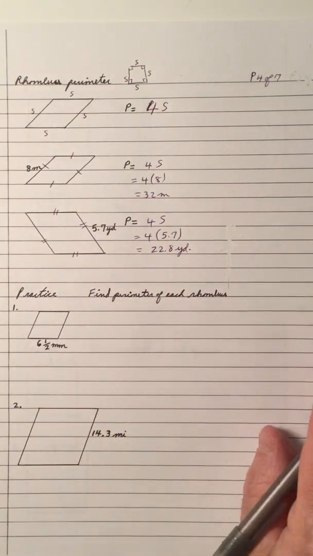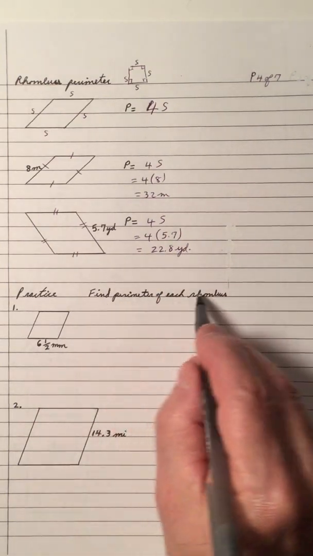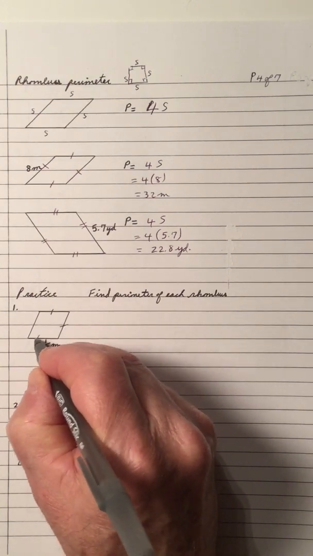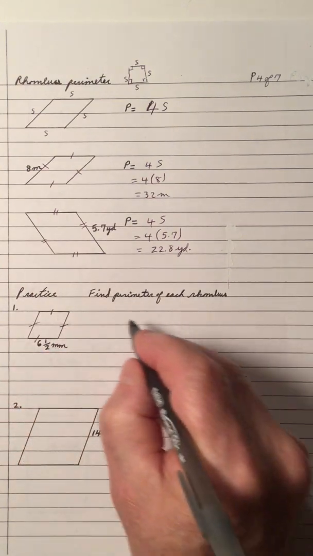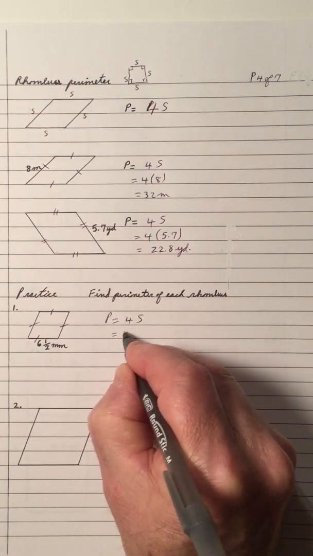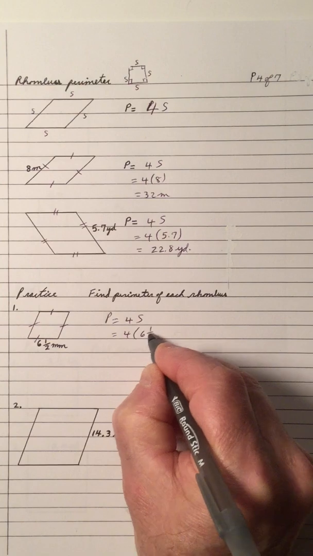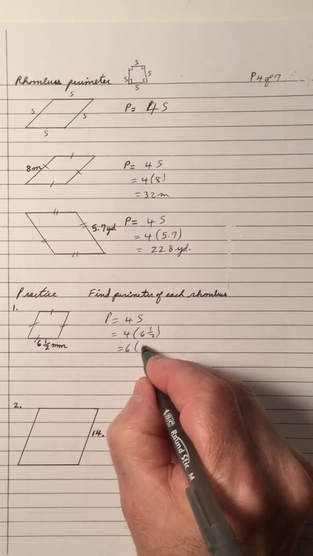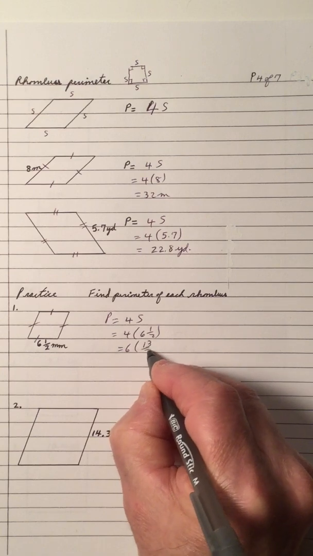Practice means pause the video and work out the answer. Find the perimeter of each rhombus. Again, rhombus means if they say it's a rhombus, we know that all sides are equal. So P equals 4S. 4 times 6 and 1/2. And 6 and 1/2 is 13 over 2.